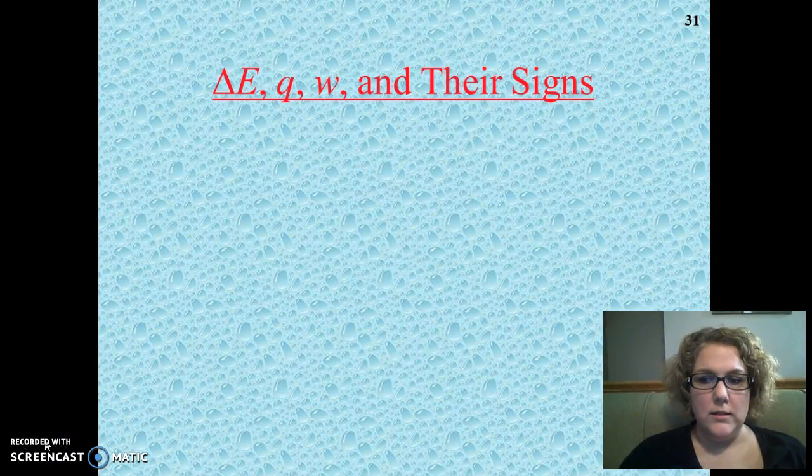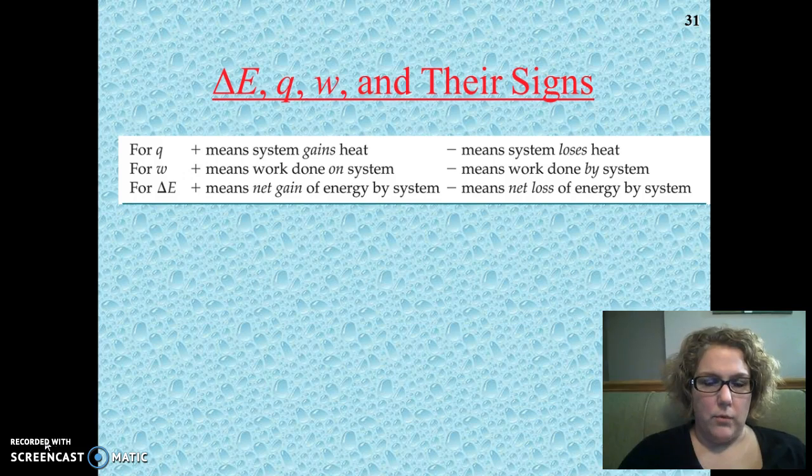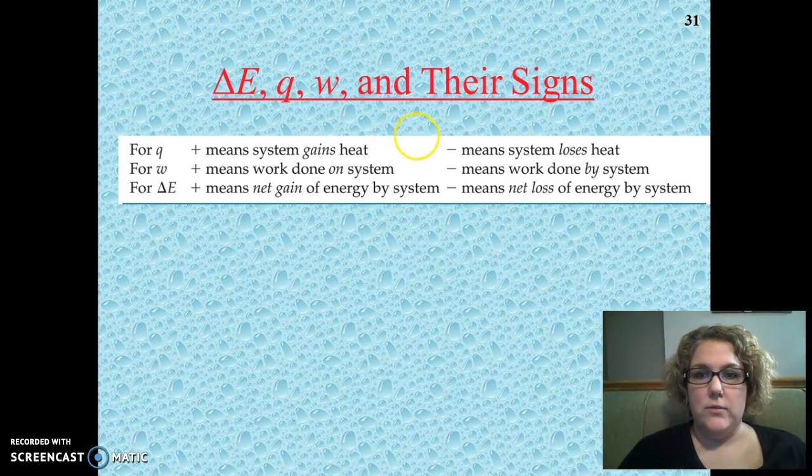All right, so in summary, these are the different options for internal energy, heat, and work. Okay, if your Q is positive, that simply means that your system gained heat. Therefore, your surroundings lost heat. Okay, if the Q is negative, then that means your system lost heat to the surroundings.